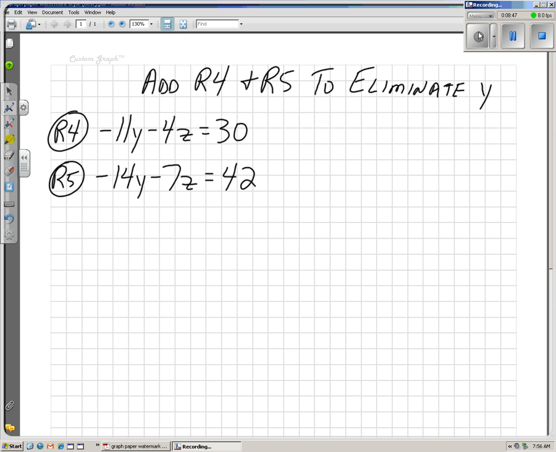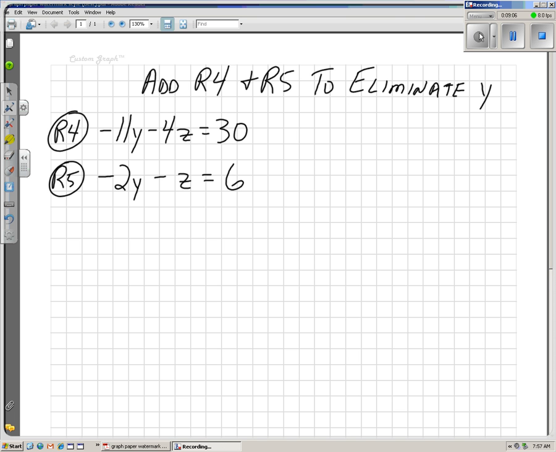Now I'm going to add row 4 and row 5 to eliminate y, but something you need to recognize is that all of these are divisible by 7. So you always want to look for little tricks like that to make your life easier. Let's simplify row 5 by dividing everybody by 7. And I have -2y minus z equals 6 as my simplified row 5.